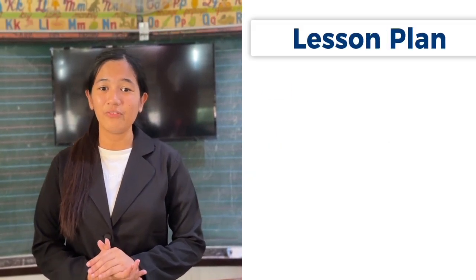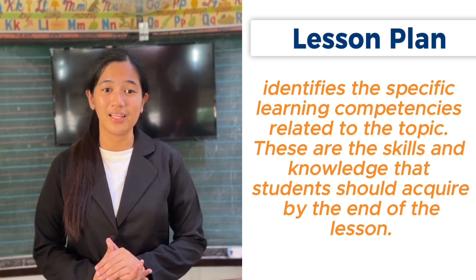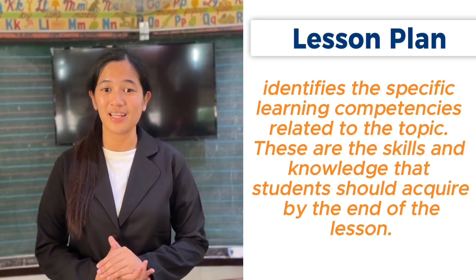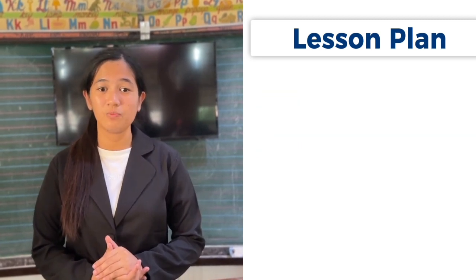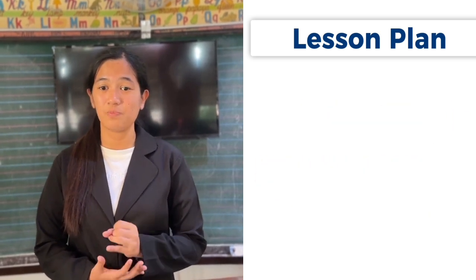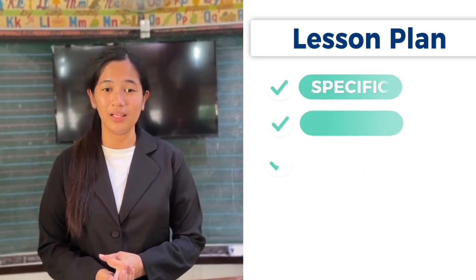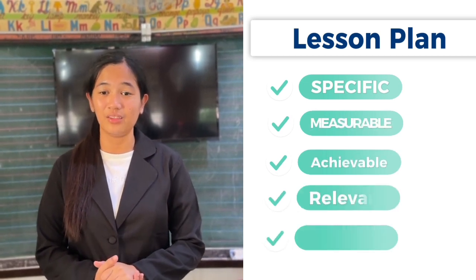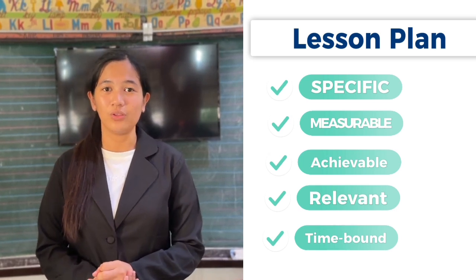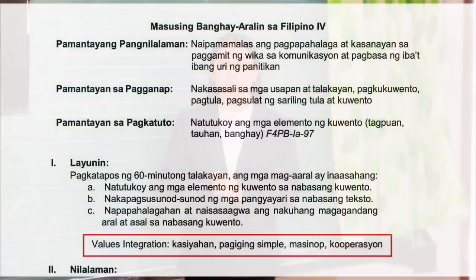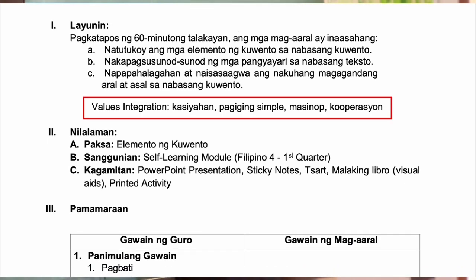The lesson plan identifies the specific learning competencies related to the topic. These are the skills and knowledge that students should acquire by the end of the lesson. The lesson plan formulates clear and SMART objectives, which means specific, measurable, achievable, relevant, and time-bound, that are connected to the lesson. These objectives cover various domains such as cognitive, psychomotor, and affective. In the subject matter part, our lesson plan discusses the materials that will be used in the lesson, including references and any values that will be integrated into the teaching to benefit the students.